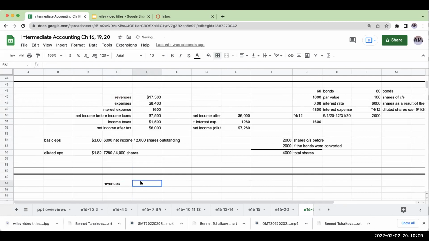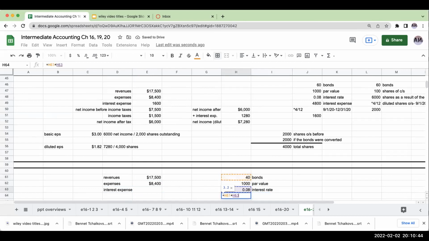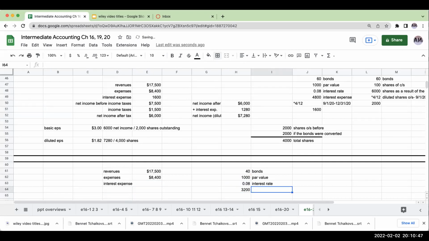Right over here, I've got revenues, expenses. Now, in terms of interest expense, this is going to be interesting. Whenever I have a bond redemption, or something like that happening, I always want to split it up. So I'm going to have 40 bonds that were outstanding all year, $1,000 par value, an interest rate of 8%. So my interest expense over here is going to be $3,200 for the bonds that were not converted.